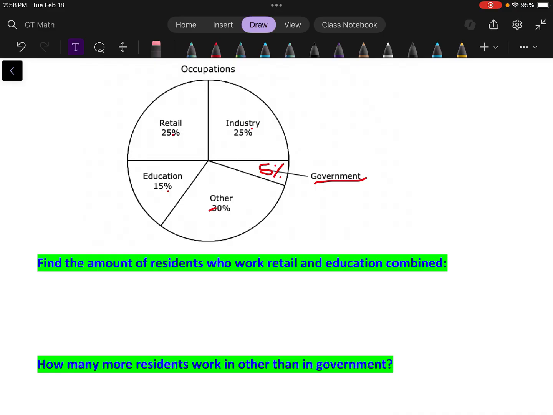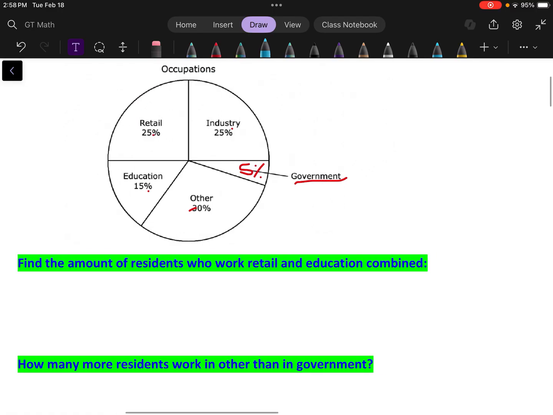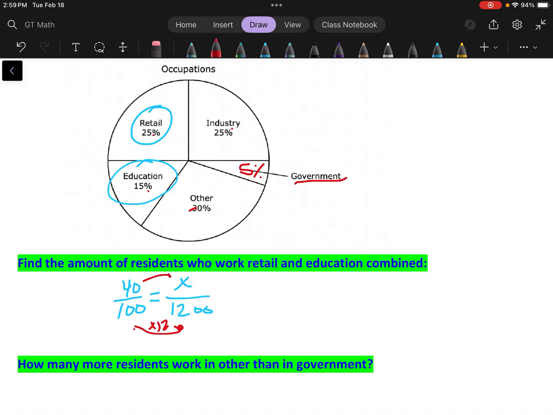So, find the amount of residents who work retail and education combined. Okay, well, that means instead of setting up two proportions, I'm going to just combine their percents. Retail, education. That's going to be 40%. So I want to find out what is 40% out of 1,200. And you'll notice I set up a percent proportion. Okay. Now, this one, really easy. Times 12. So 40 times 12. It's going to give you 480. And it makes sense, right? 480 is not quite half of 1,200. And neither is 40 out of 100.